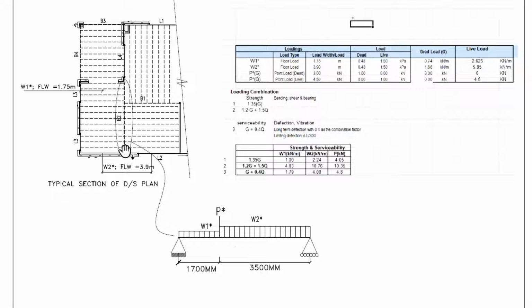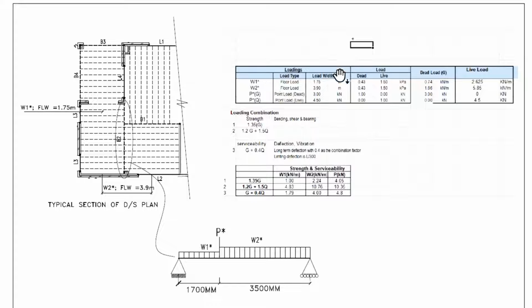For this side of the beam B2, the floor load width then will be half the distance between L3, that wall where L3 is supported on, and B2, plus half the distance between the internal wall and B2. So it's that distance here, and that will be 3.9.